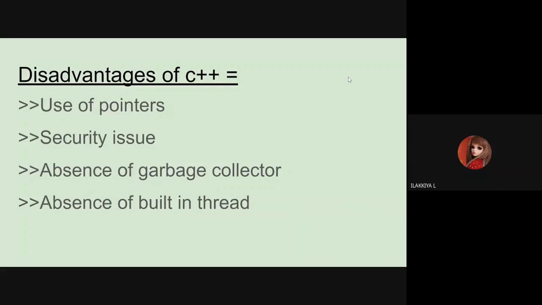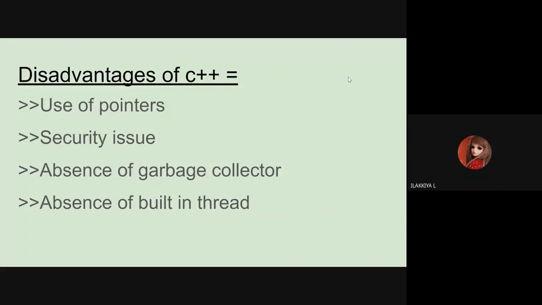The last one is the absence of built-in thread. That is, C++ does not support any built-in threads. Threads is a relatively new concept in C++, which wasn't initially there. Now C++ is capable of supporting lambda functions as well.